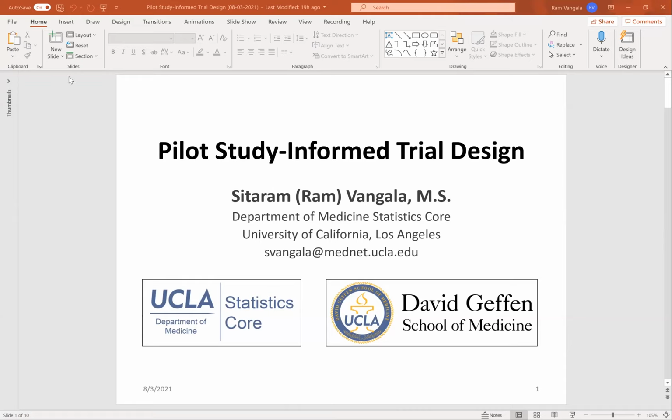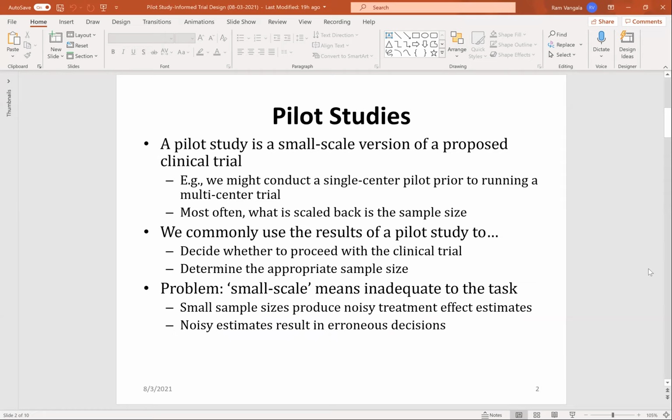Yes. Great. So as Catherine mentioned, what I'll be talking about is pilot studies and how they're frequently used and misused in informing decisions about clinical trial design. So what do I mean by a pilot study? And this is somewhat reiterating what Catherine was saying. A common definition is that a pilot study is a small-scale version of a proposed clinical trial. So, for example, we might have in mind a multi-center clinical trial, and as a pilot, we might just run a single center. That would be one way of thinking about a scaled-back version of a trial.